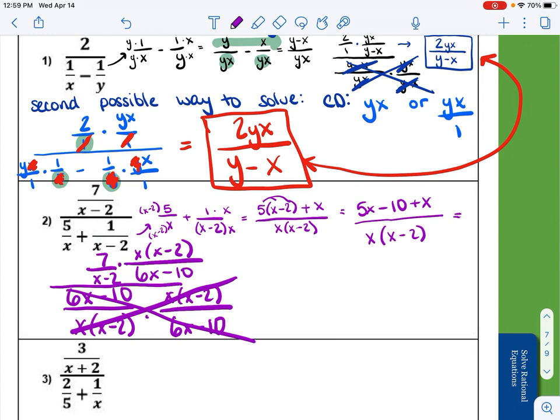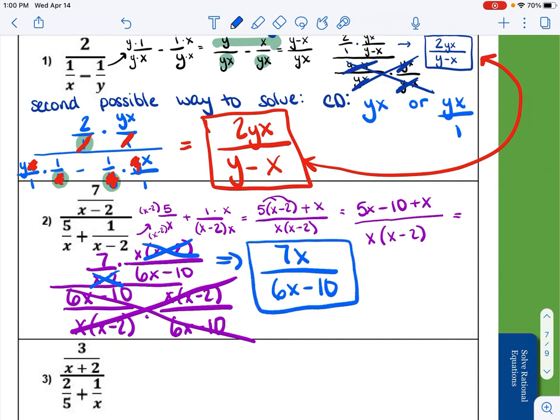We are multiplying still. Now, since we are multiplying, and there is no addition on either of these guys, except for what is in parentheses, I should say addition or subtraction, those x minus 2's can cancel. And then you can just multiply straight across and get 7x over 6x minus 10. And we are good to go. That is our complex fractions simplified.